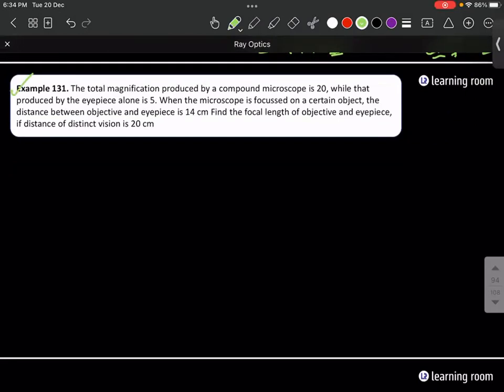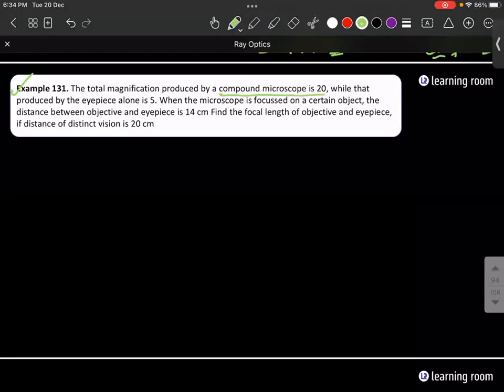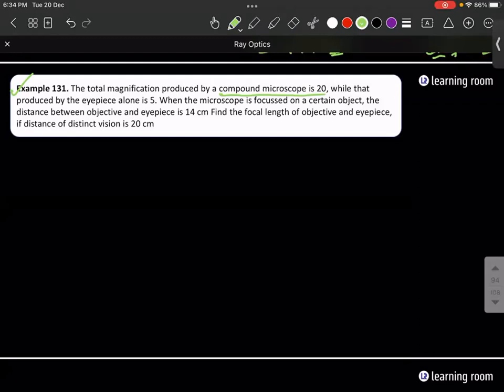One last problem based on compound microscope: the total magnification produced by a compound microscope is 20, while that produced by the eyepiece alone is 5. When the microscope is focused on a certain object, the distance between the objective and the eyepiece is found to be 14 centimeter. Find the focal length of the objective and eyepiece if the least distance of distinct vision is 20 centimeters. So he has a defective eye.